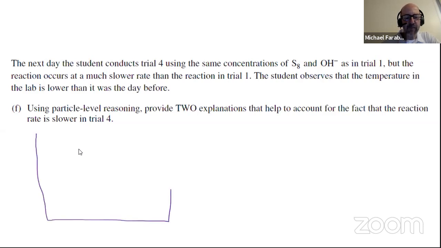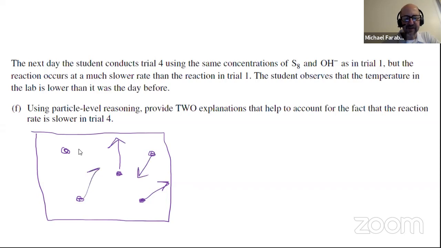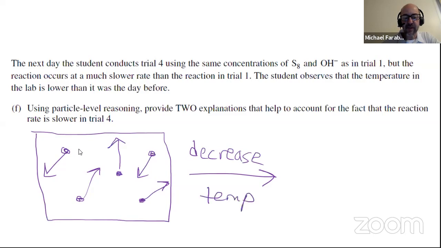Now we've got to talk about particle level reasoning. So do not say that the reaction rate is slower because the temperature is lower. That's not a particle level explanation. What I have here are just some particles moving around inside a container. Now what we're going to do is decrease the temperature. So what's going to happen to those particles?